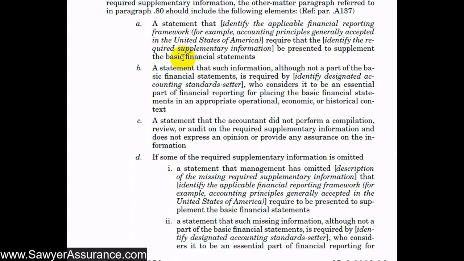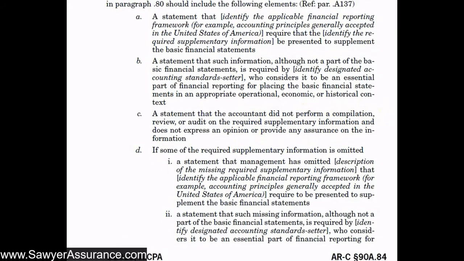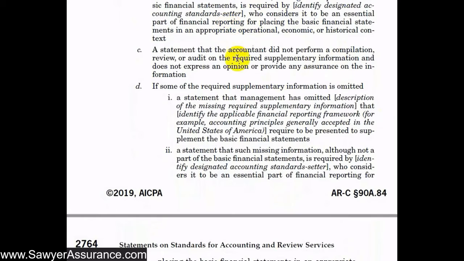We should also include a statement that that information is required by the standard setter for the applicable financial reporting framework that we're using, and that standard setter considers it to be an essential part of the financial statements. We should also include a statement that we did not perform a compilation, review, or audit on the supplementary information, and that we do not express an opinion or provide any assurance on it. And this is for the situation where they included everything in the supplementary information that they were supposed to. But if it turns out that some of the supplementary information they were supposed to include is omitted, then we should say these statements.